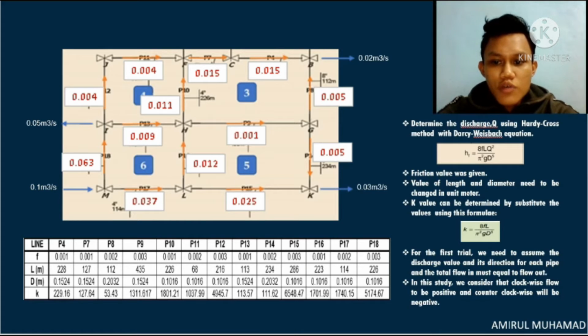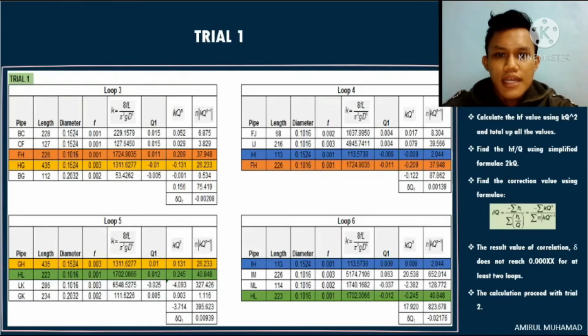So in this study, we consider clockwise flow to be positive and counterclockwise flow to be negative. Okay, let's begin with trial number 1. We can construct 4 tables representing all the loops: loop 3, loop 4, loop 5, and loop 6. We just need to put in all the values that we obtained before.